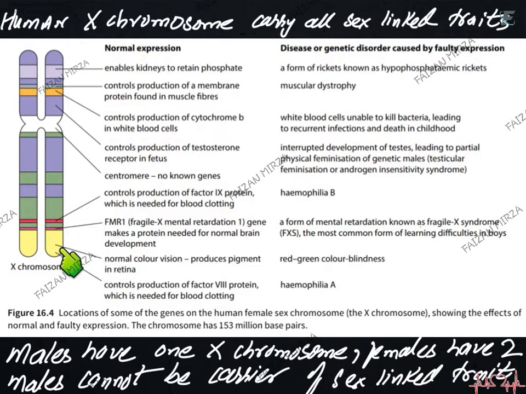So this is a sex chromosome, this is X-linked. For any trait present on this X chromosome, males will not have an alternate of that. Males will always have just one copy of all these. They do not have the alternate on the Y chromosome. Whereas females have two X chromosomes, so they have two alleles of these traits. So they can be homozygous dominant, heterozygous dominant, or homozygous recessive for all these traits.